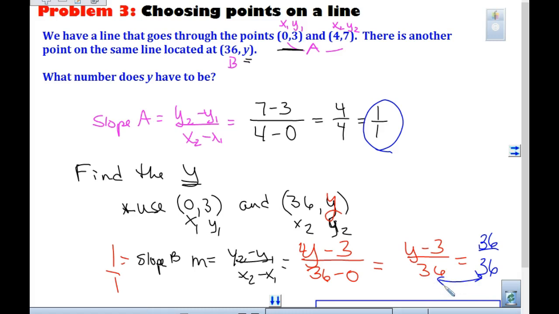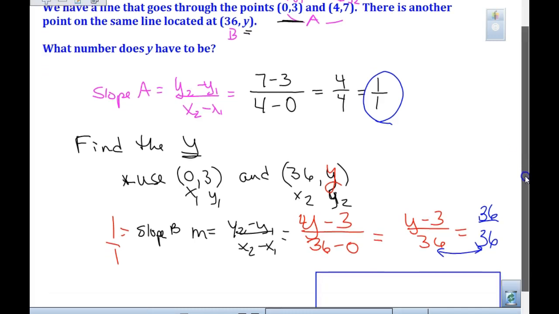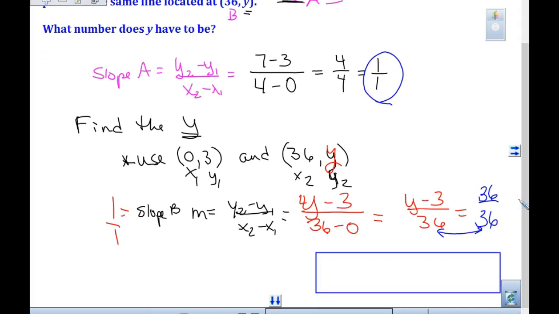No. What you need to do is you've got to find what y is. So if I'm trying to find y, I know this equation on the top. So please write down y minus 3 equals 36. What does y have to be? I'm going to add 3 to both sides and get? I'm going to add 3 and get 39.